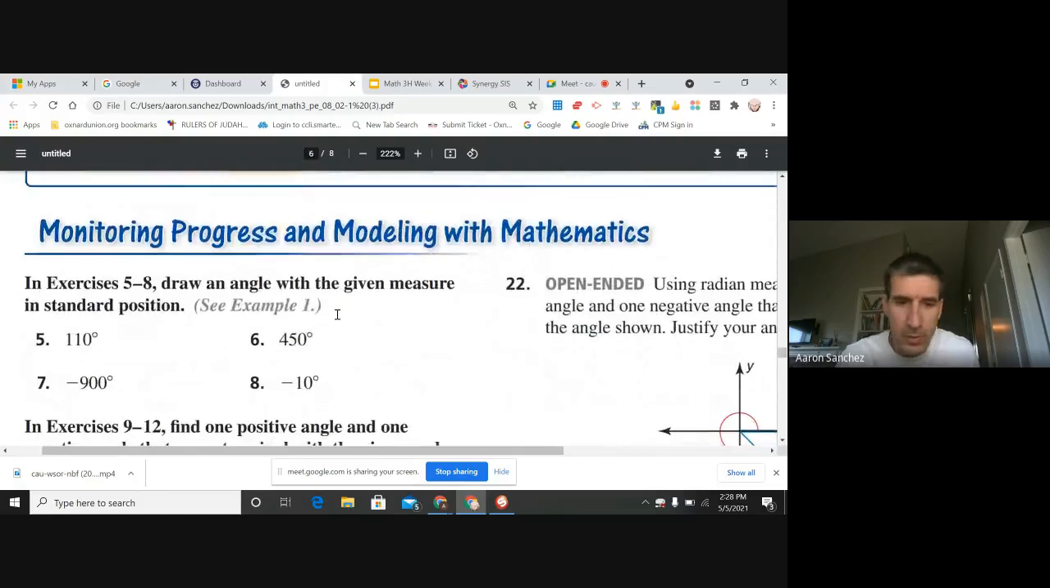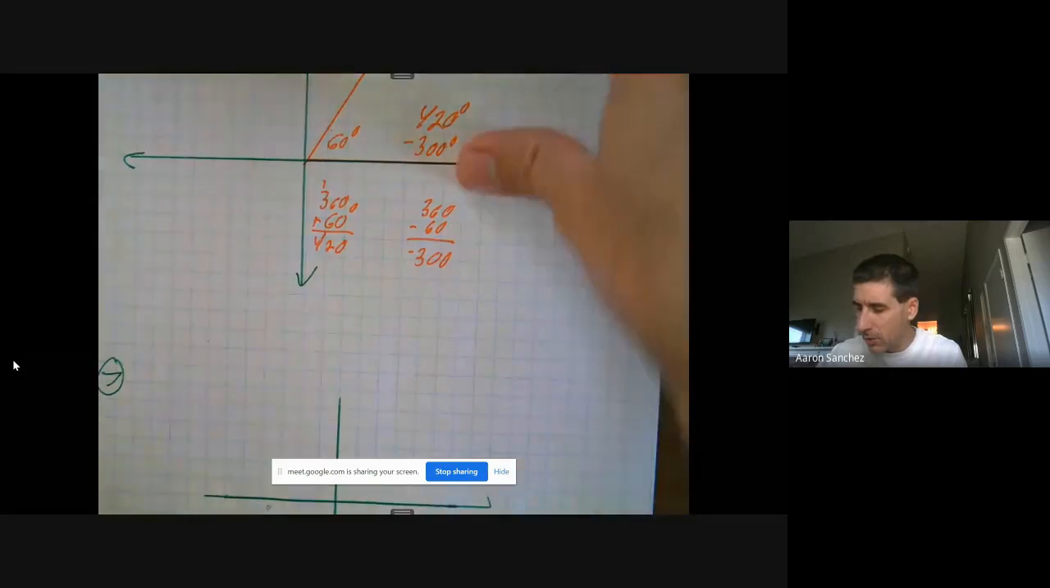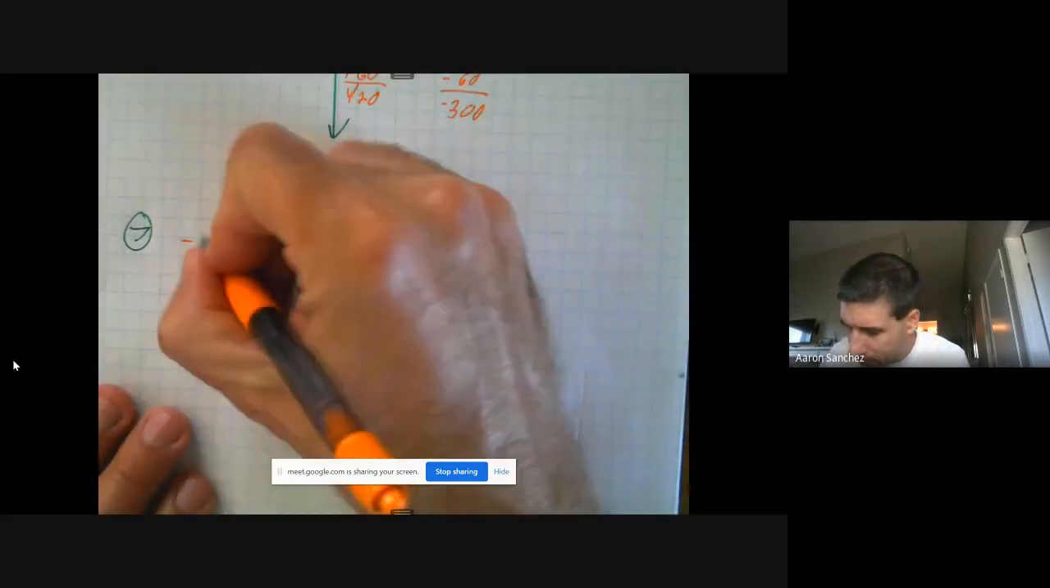Okay, number 5. Remember the homework's 5 through, what was it? 5 through 29. So draw an angle. You just have to draw the angles. Draw 110. Draw negative 900. I'll do number 7. I'll draw a negative 900-degree angle. 110 doesn't have to be exact. Remember, standard position means that the vertex is in the origin. So we want one that's negative 900 degrees. Okay, no problem. It's number 7.